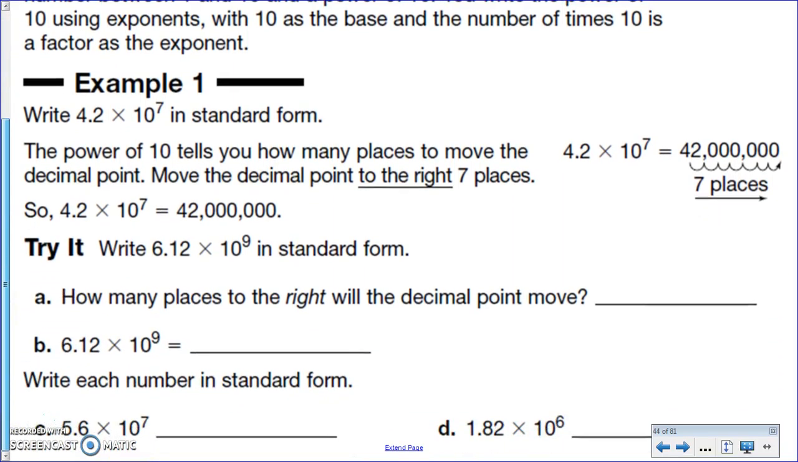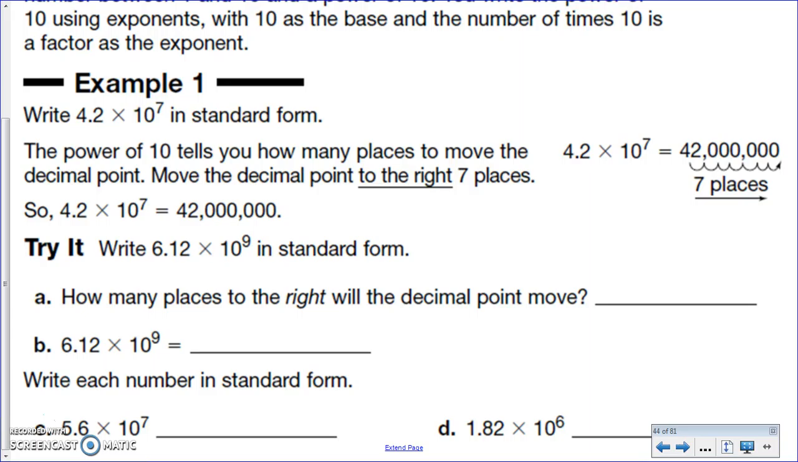Example 1. Write 4.2 times 10 to the 7th in standard form. The power of 10 tells you how many places to move the decimal point. Move the decimal point to the right 7 places. Right, and the really important thing to remember here is that it's moving the decimal point. It's not the number of zeros you add.